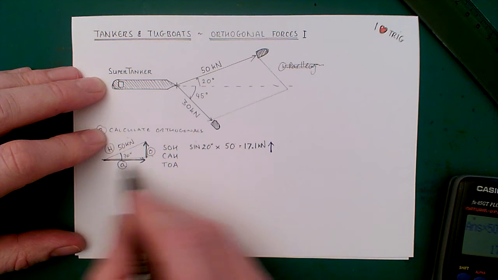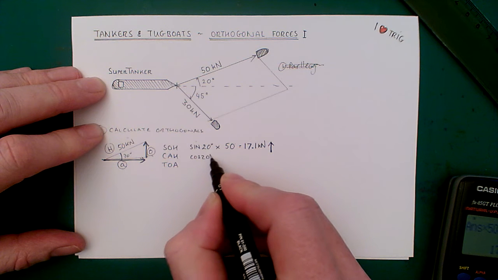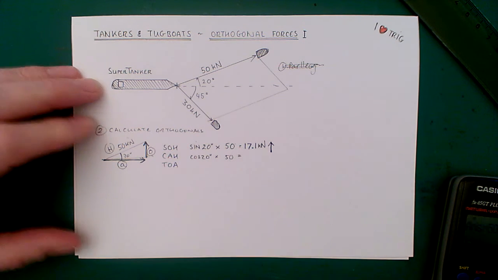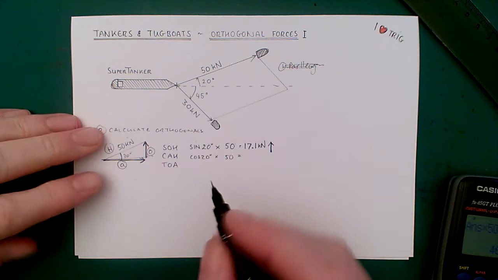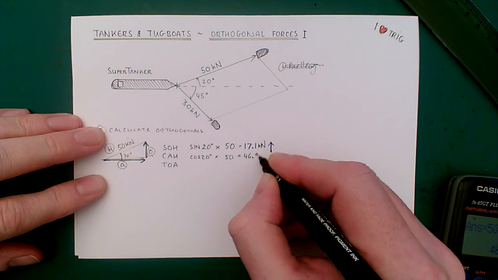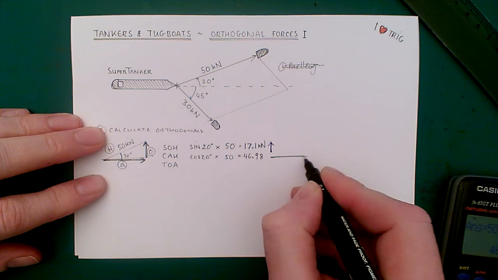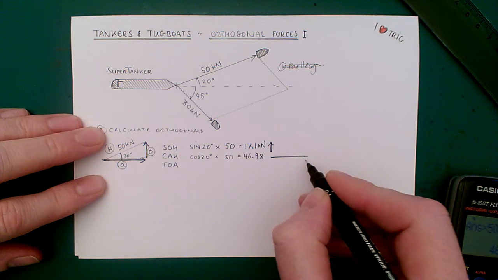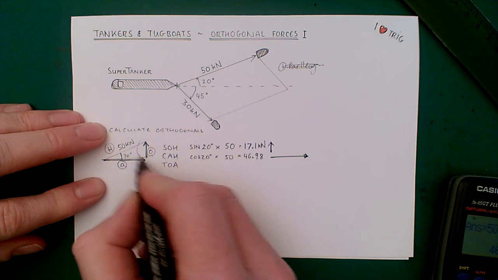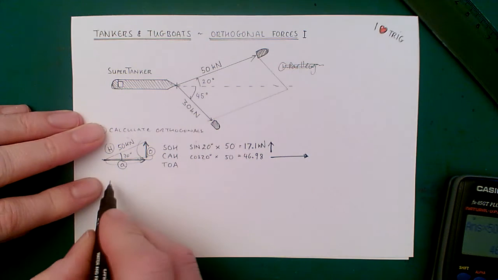We need cosine to give us our horizontal, the adjacent angle. So the cos of 20 degrees multiplied by our 50 kilonewtons would give us 46.98. That would be our horizontal component, if you will. So that's tackled that and that for the first part of the system.